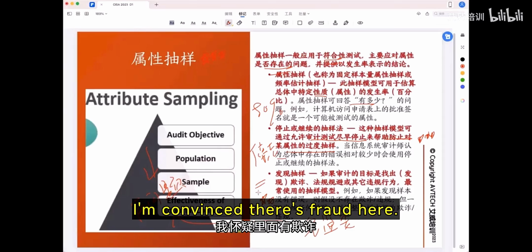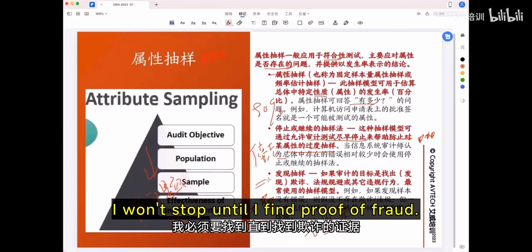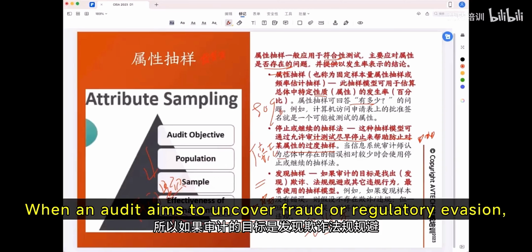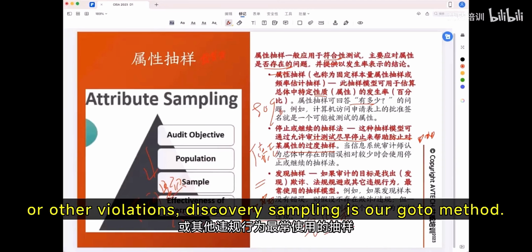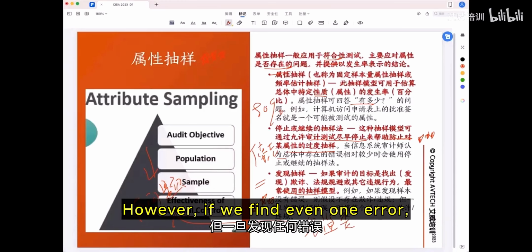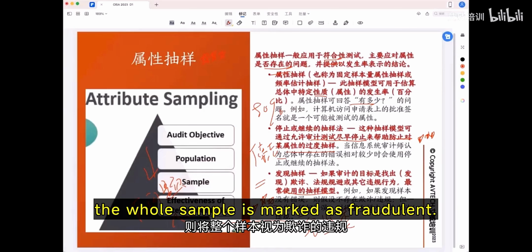I'm convinced there's fraud here. I won't stop until I find proof of fraud. That's what we call discovery sampling. When an audit aims to uncover fraud or regulatory evasion, or other violations, discovery sampling is our go-to method. If the sample is clean, we assume there's no fraud. However, if we find even one error, the whole sample is marked as fraudulent.